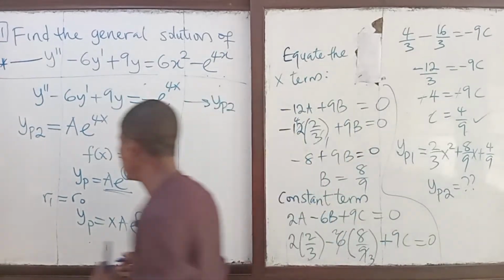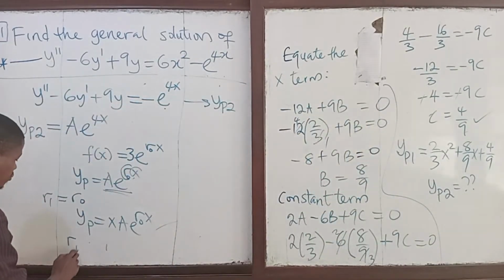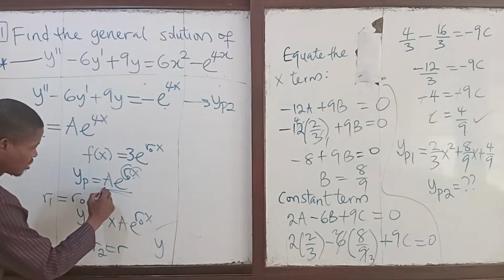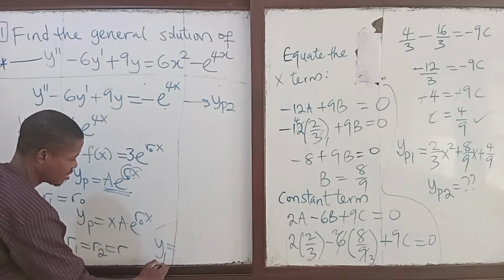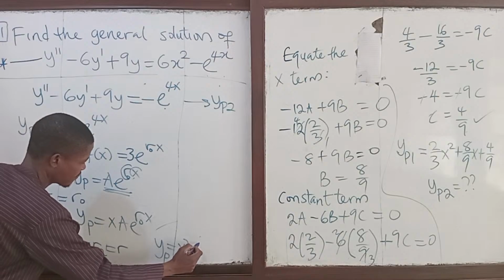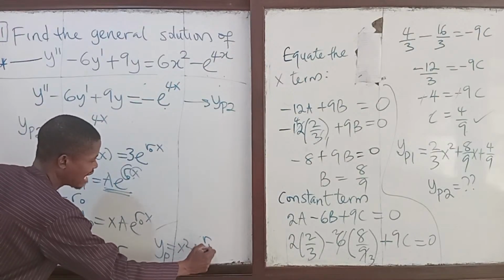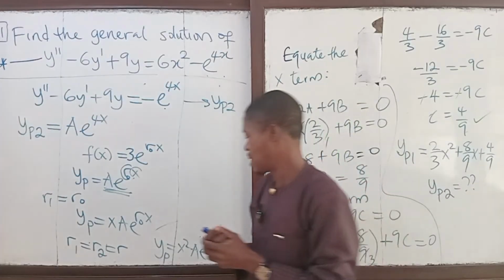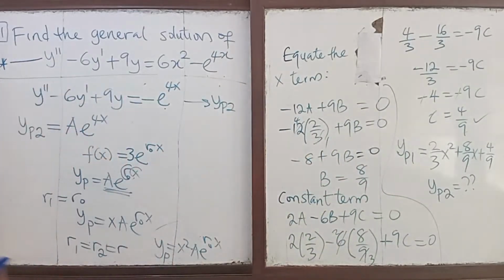If your auxiliary root is a repeated root, you're going to multiply this particular one here by what? By x squared. So all these have been explained in this channel. So that's what we have now. Let's quickly make conclusion for the yp.